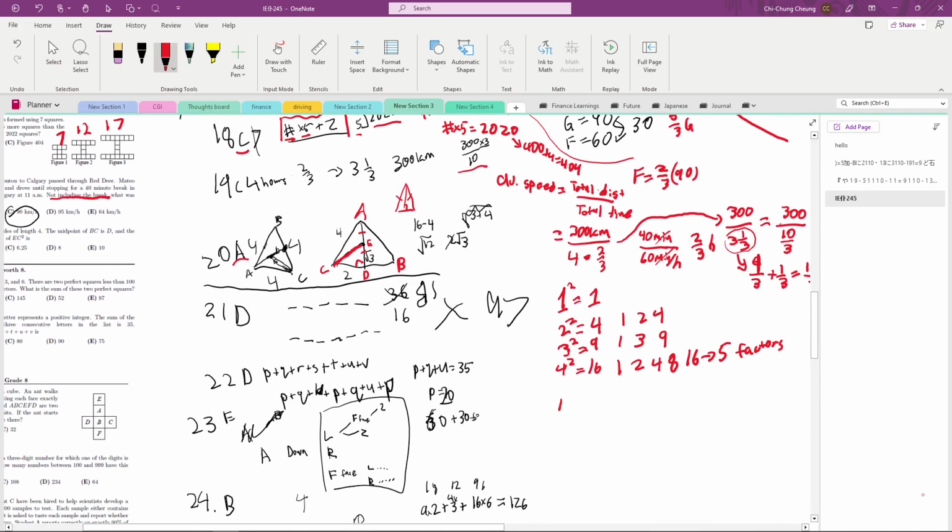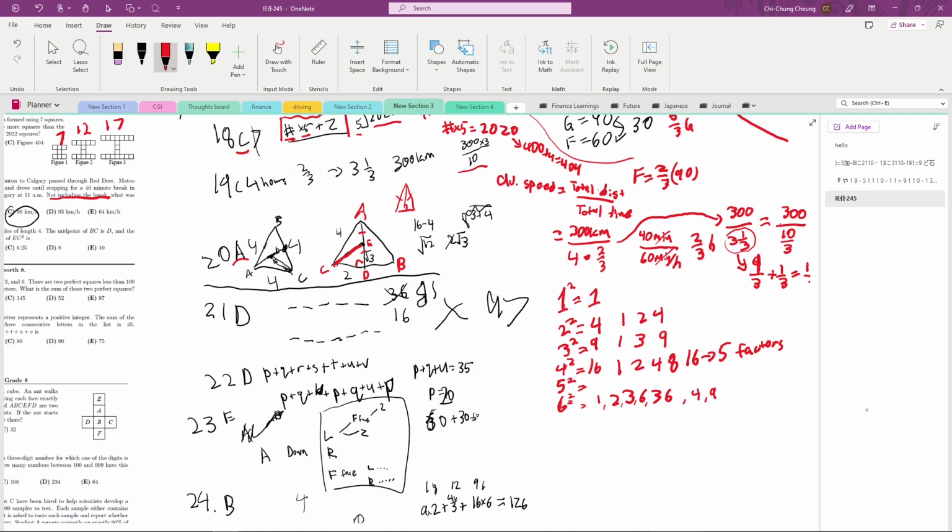And then 5, I'll just do a bit more. 5 squared will behave the same as 1, 2, and 3. 6, in the beginning I thought it was okay because you can do 1, 2, 3, 6, there's 6, right? That's 5. Perfect. But I forgot it's a square, so you also have 4 and 9, and that I missed.